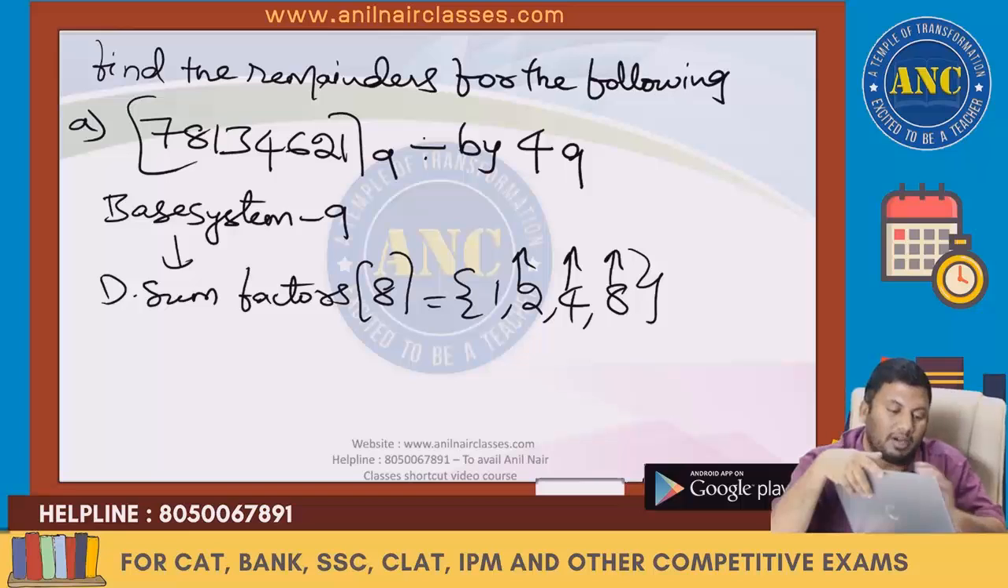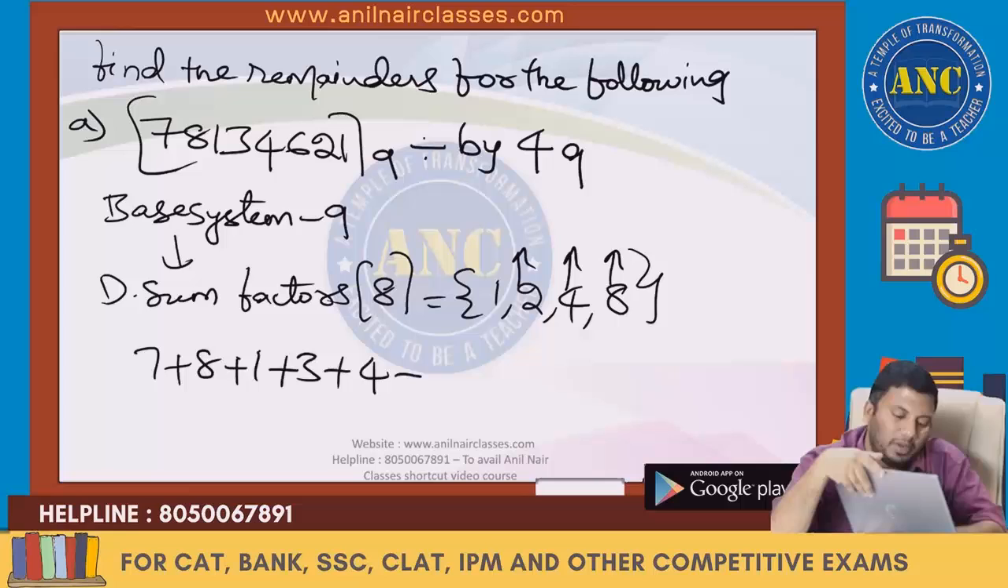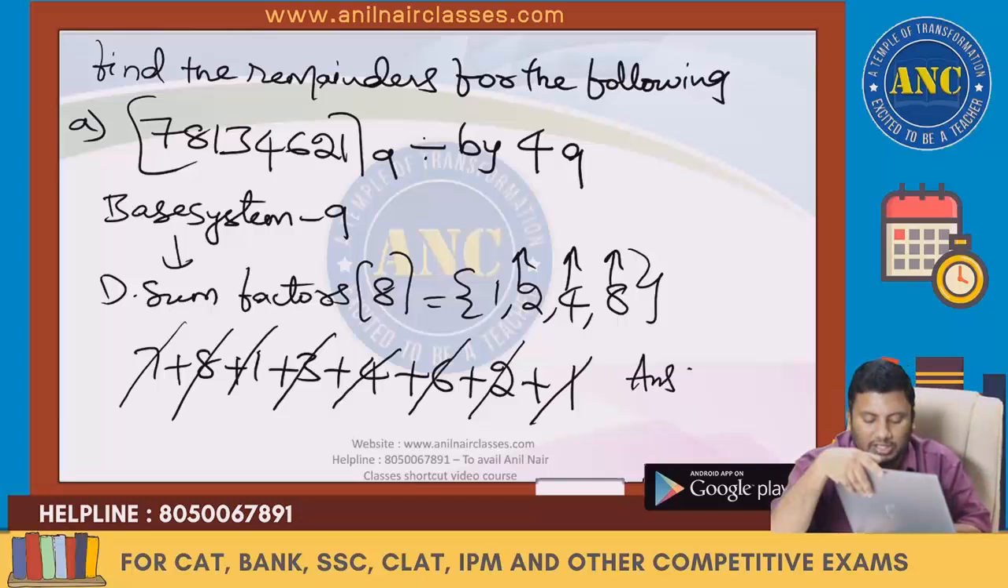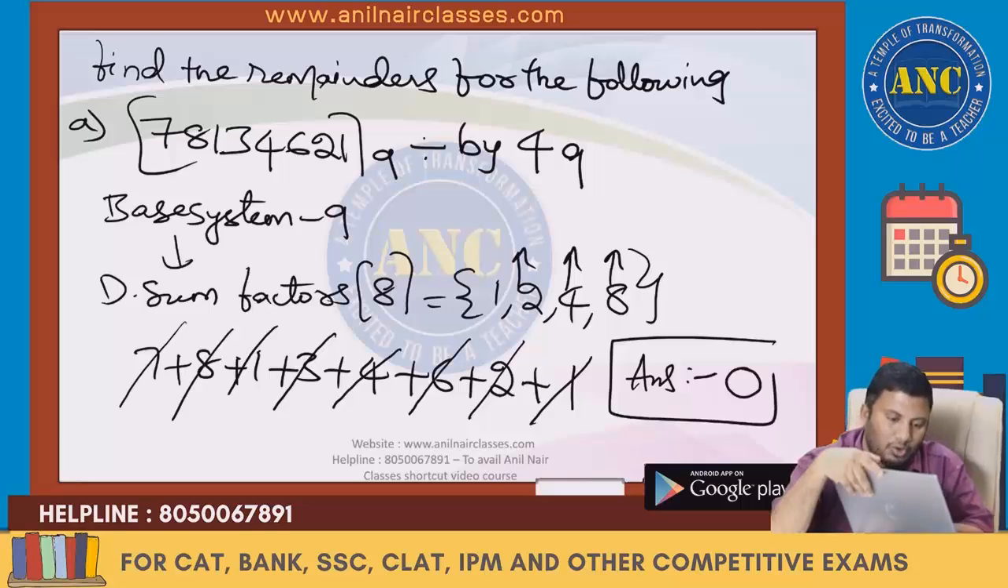The answer is the sum of the digits: 7 plus 8 plus 1 plus 3 plus 4 plus 6 plus 2 plus 1. I will eliminate all 9s. 6 plus 2, 9 out. 4 plus 3 plus 1 out. 8 is out. 7 plus 1, 8 out. The answer is 0. I hope you got the idea.